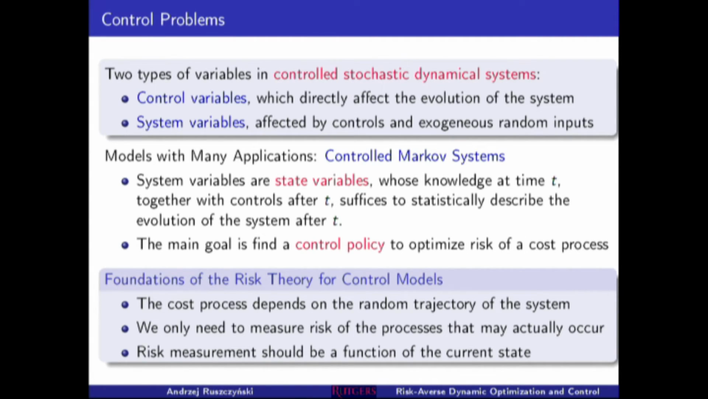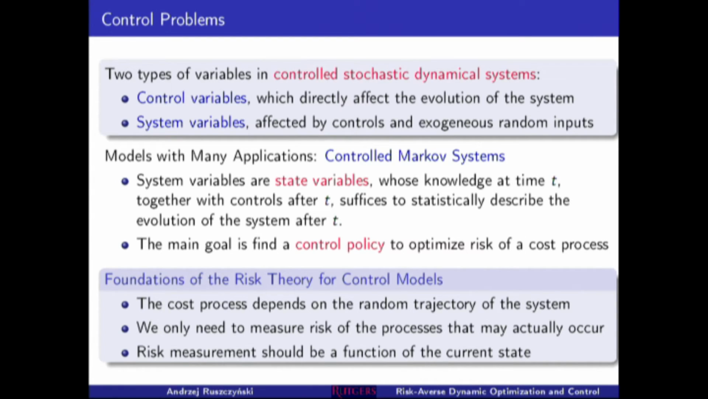The second observation is more important. We don't need to have a theory for measuring arbitrary sequences of random variables, arbitrary stochastic processes. We only need to measure the risk of this class of processes that can actually occur in the system. So our arguments of the risk measure are very much narrowed, okay? And this can be used to big advantage, actually, okay?